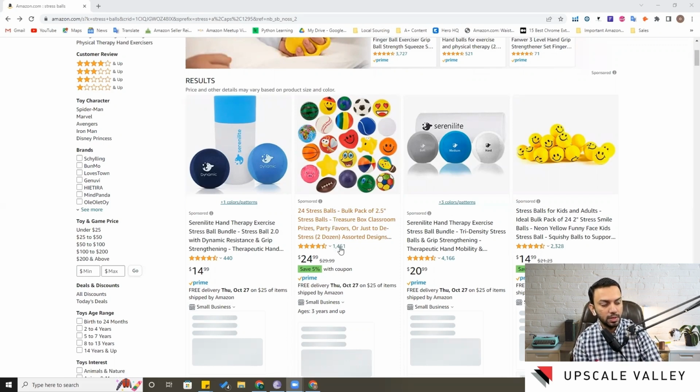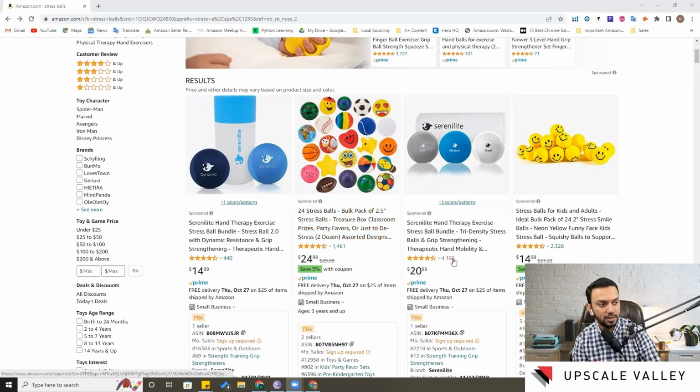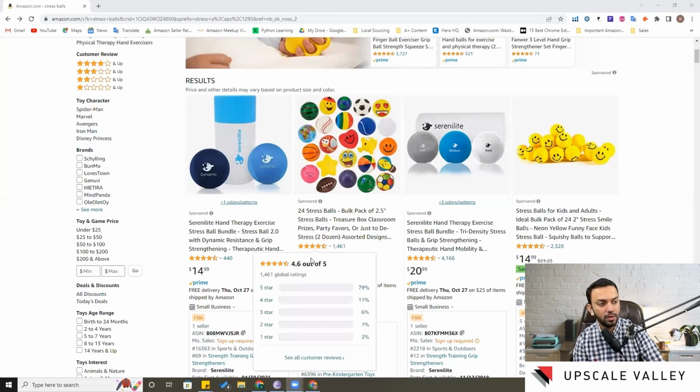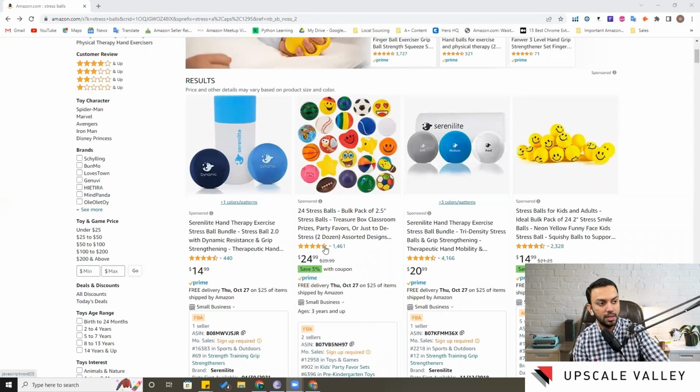The third component is the number of ratings, which is 1461 in this case and 4166 in this case. The fourth component is my rating, not the number of ratings, but the star rating. It looks like all of them are more than 4.3. That can be a 3-star rating, that can be a 2-star rating as well. So definitely that has an impact on my click-through rate.